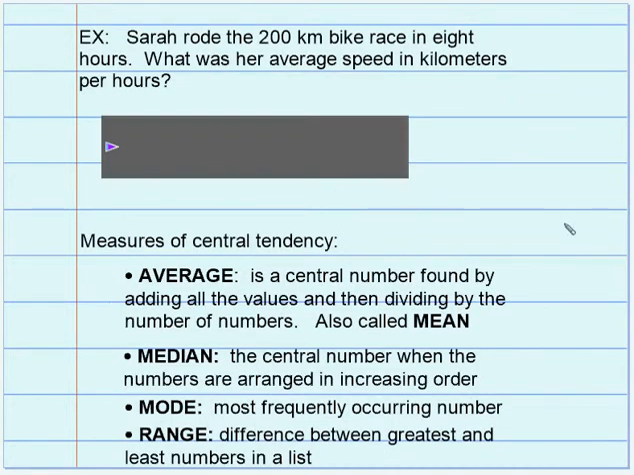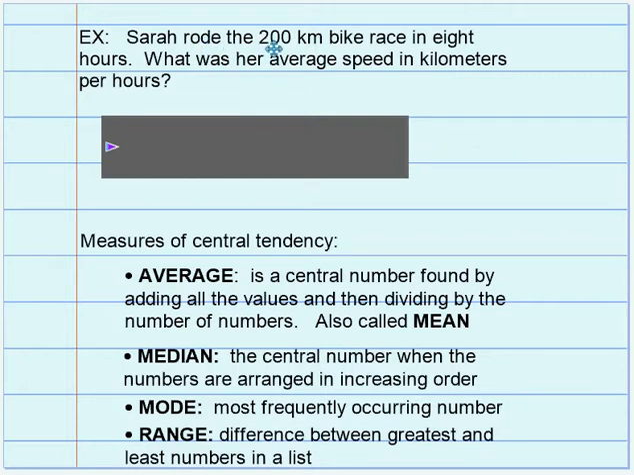Okay, here's an example for you. Sarah rode the 200-kilometer bike race in 8 hours. What was her average speed in kilometers per hour? Okay, that's a little different than the problems we just did. I'll let you pause here, and I will explain when you resume the video. Okay, so pause, press resume when you're ready.